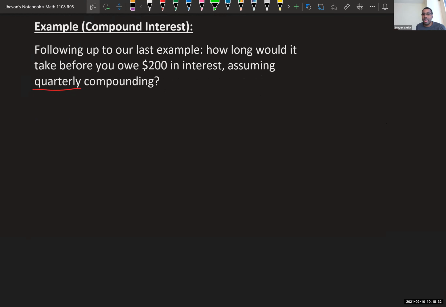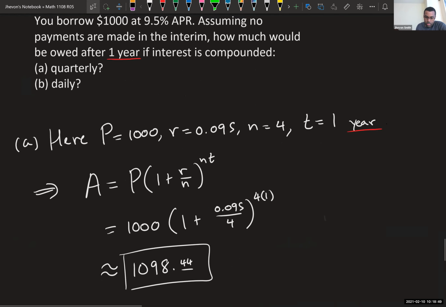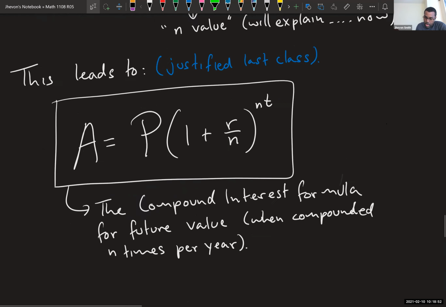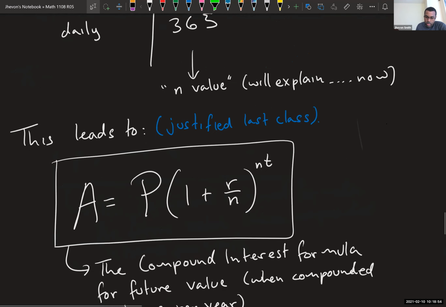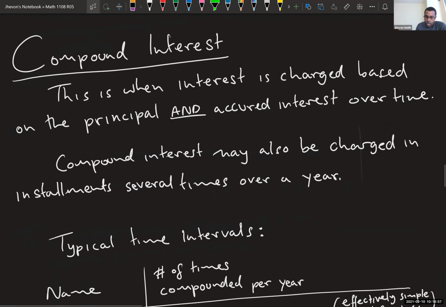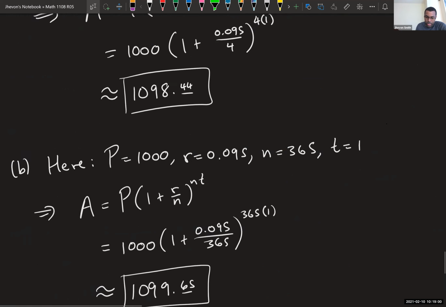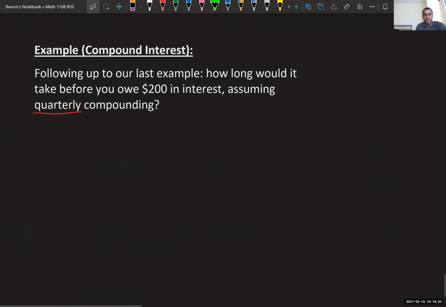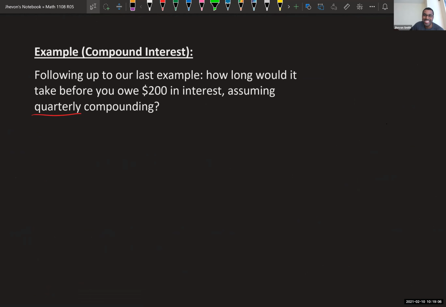So what do you guys think? How would you go about computing this? Do you plug in 200 for A? So A is the amount you pay back, right? Yeah, A is the amount you pay back. A is the future value. So A could not be 200, or else you'll be in trouble, right? You borrow 1,000, you can't pay back 200. How do we use that 200? Where does that 200 come in?